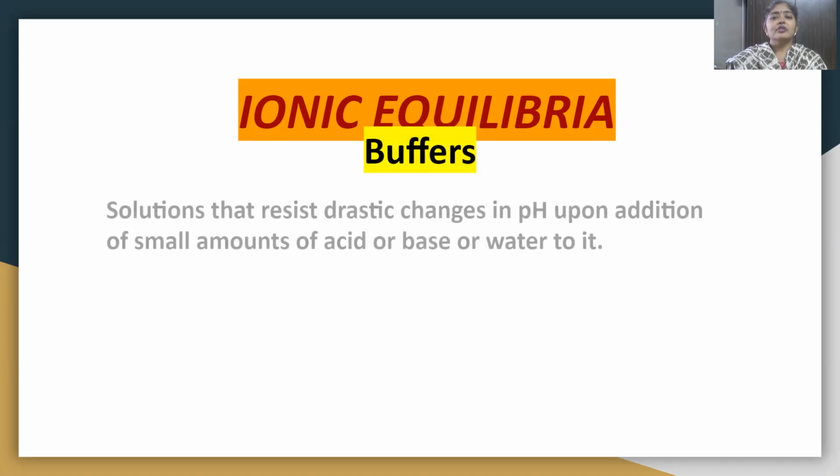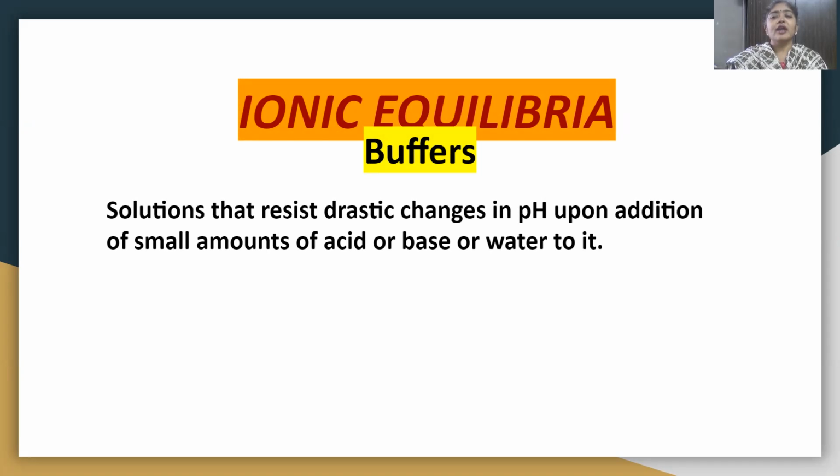Now, what are buffers? Buffers are solutions that resist drastic changes in pH upon addition of small amounts of acid or base or water to it. Okay, now what do you mean by this? In the last session, we understood what is pH. pH determines the acidity, basicity or neutrality of a solution. So buffers are a special type of solution where the pH will not get affected even when I'm mixing into it a small amount of acid or a base, or even when I'm diluting the solution.